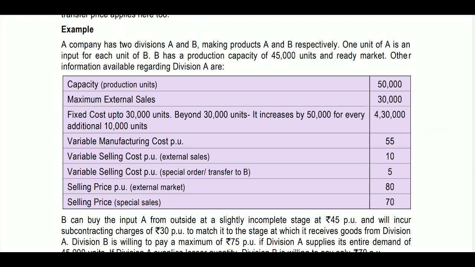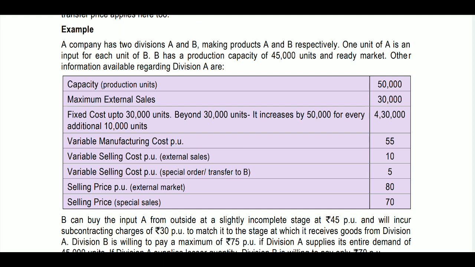A company has two divisions, A and B, making product A and product B. One unit of A is input for one unit of B, so internal transfer is happening. B has a production capacity of 45,000 units and a ready market, so it can sell outside also. Other information is provided regarding division A, including its capacity, up to 50,000.